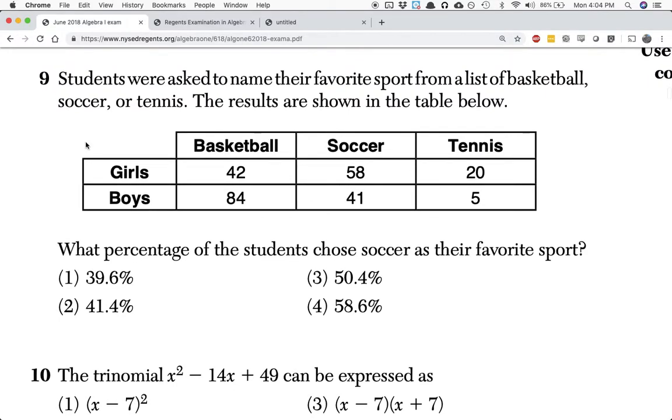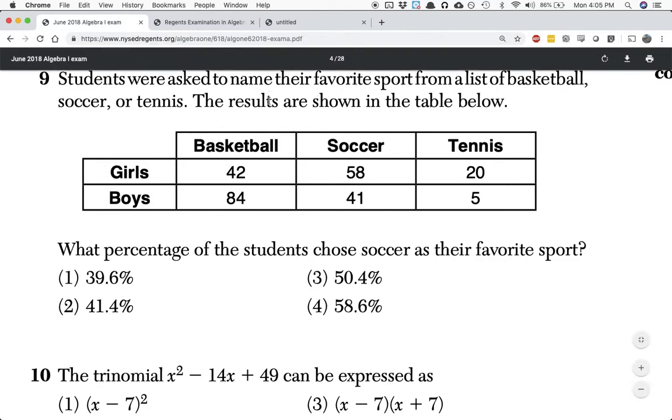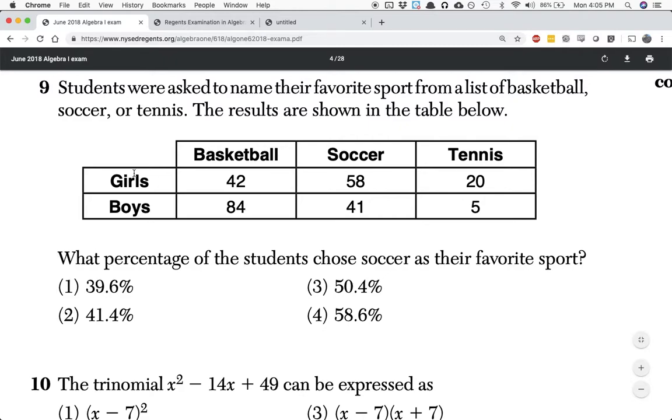All right, question number 9. Students were asked to name their favorite sport from a list of basketball, soccer, or tennis. The results are shown in the table below.